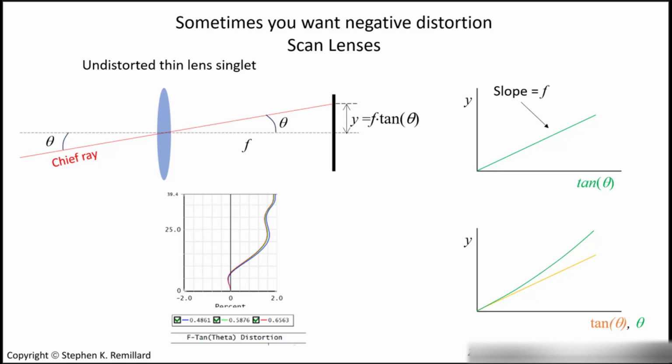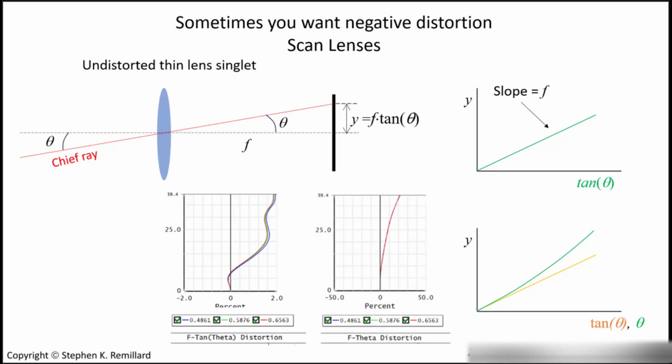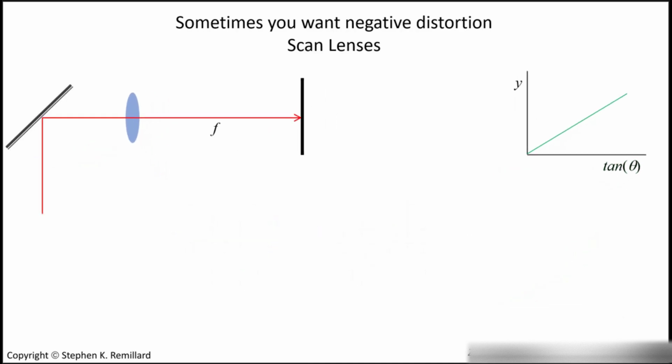But suppose your goal is to convert theta, not tangent of theta, into the image height. Then low distortion actually is not what you want. To see if the image is where you want it to be, look at the F-theta distortion instead. This considers the deviation of the real image point not from F tangent of theta, but rather from F-theta. You won't usually want to do this unless you're designing a scanning lens.